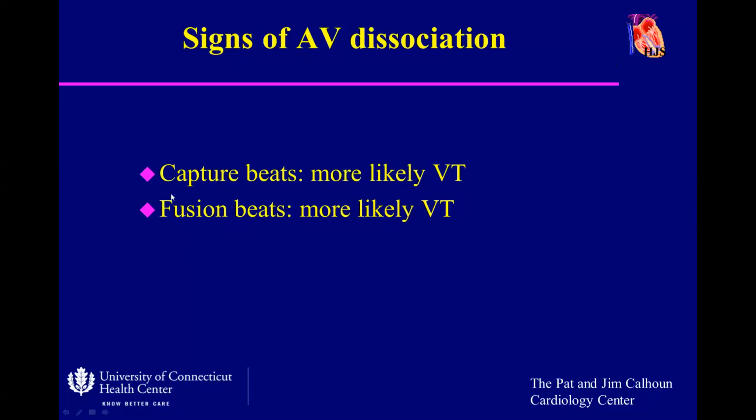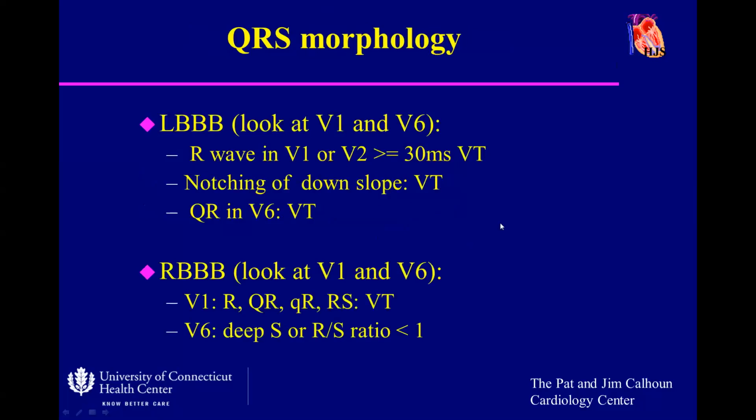So we have capture beats, I explained this before, or if you have fusion beats, this is very likely ventricular tachycardia. There was a sign called the Josephson sign. If you have a left bundle branch block morphology tachycardia and you have a notch in your QRS complex in V1, V2, this is more likely ventricular tachycardia. Okay, so I want to spend a little bit of time on these morphology criteria.